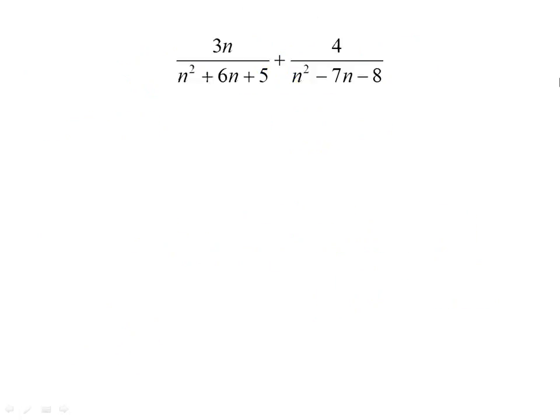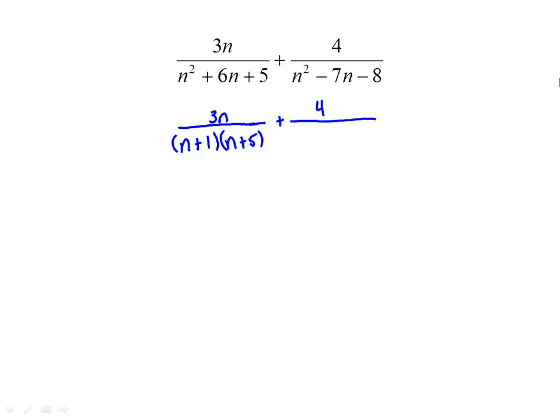Okay, let's try this one. Your first move is to factor your denominators. Your first move is to factor those denominators. So the numerator is going to stay the same right now. n squared plus 6n plus 5. You have a trinomial. Your leading coefficient's 1. What will this factor into? Very good. n plus 1 and n plus 5.